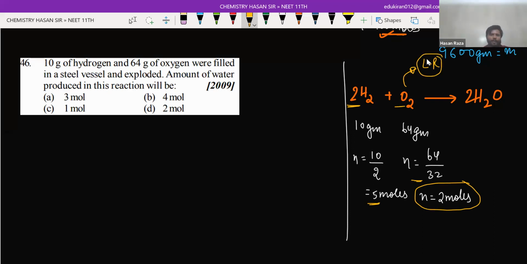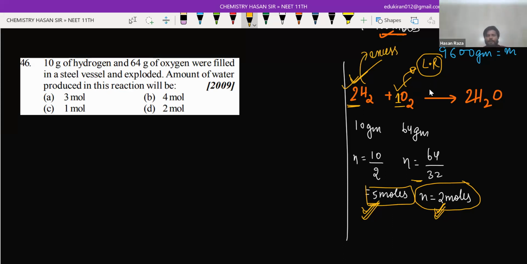Is that clear, Martin? Yes, sir. 2 moles react with 1 mole, or you can do it in reverse. 1 mole of O2 reacts with 2 moles of H2. So 2 moles of oxygen react with 4 moles of hydrogen. And this is 5 moles, that means hydrogen is in excess, so oxygen will be the limiting reagent.